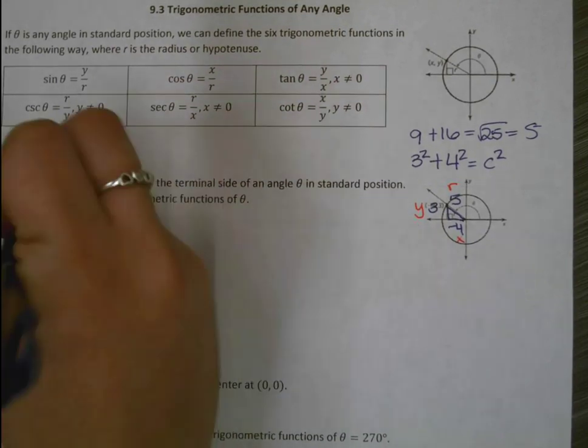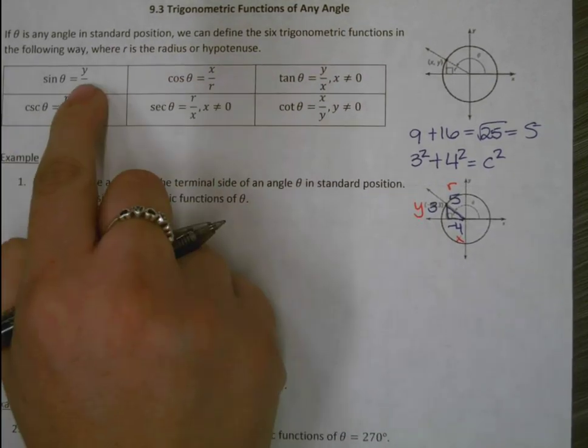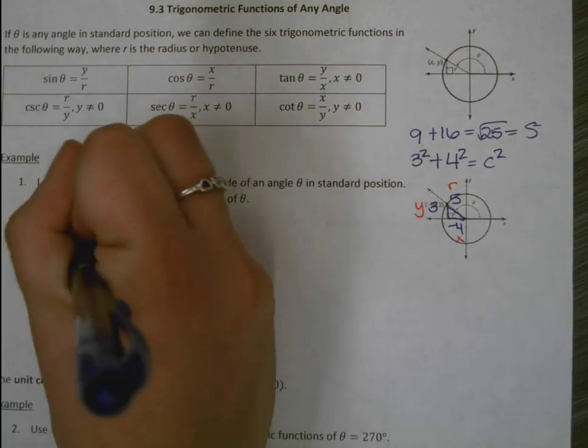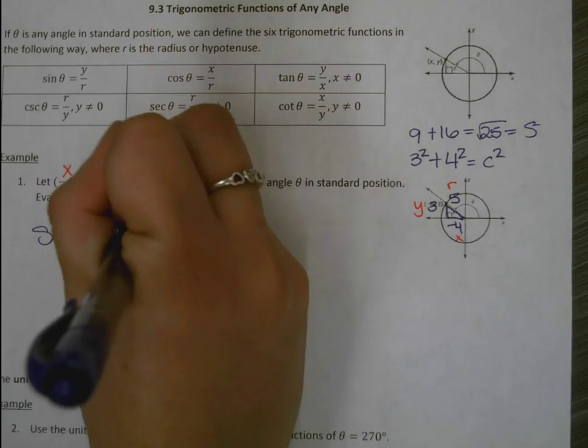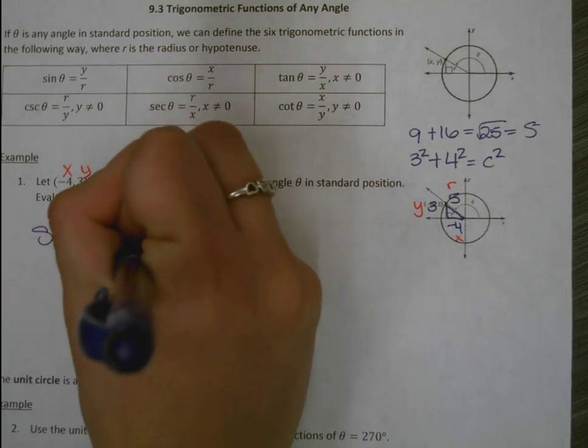So sine, if I look at this chart up above, sine is my y value over my r value. So what's my y value? And what's my r value? It's 5.